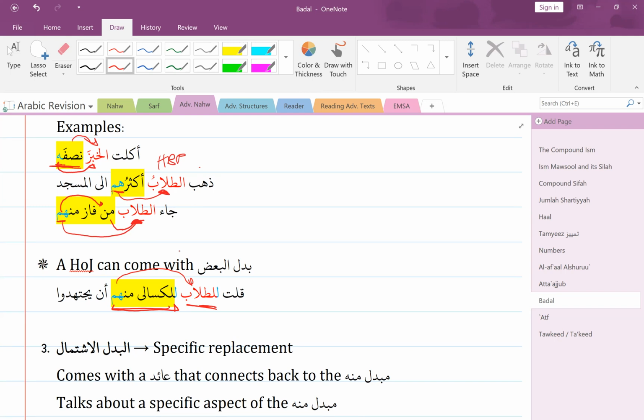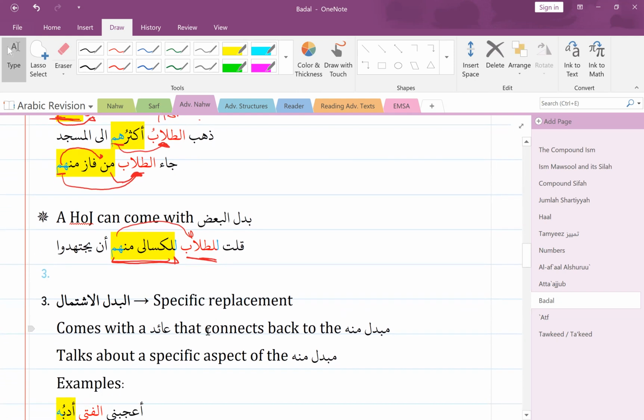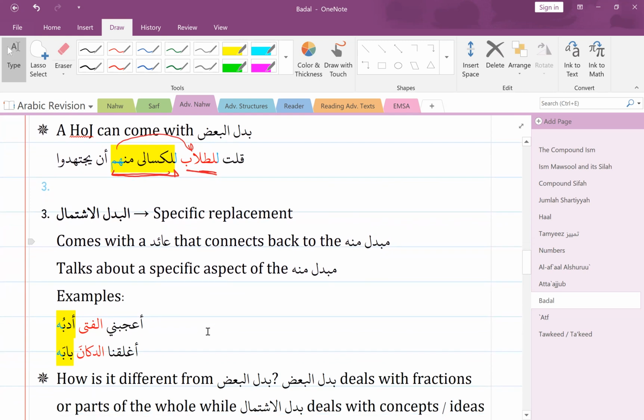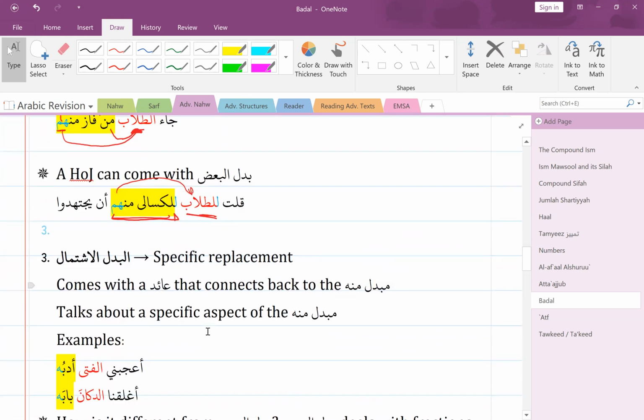So you can come with a lam or a harf of jar, especially with those fi'als that are متعدي بحرف, it can come like that. So that's important to know, so that when you just see it, you don't be like, what's going on here? Yeah, it can happen.